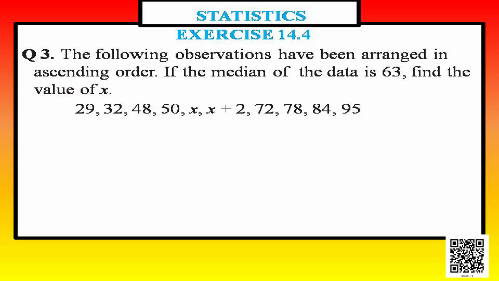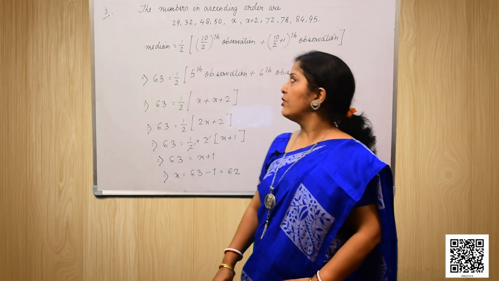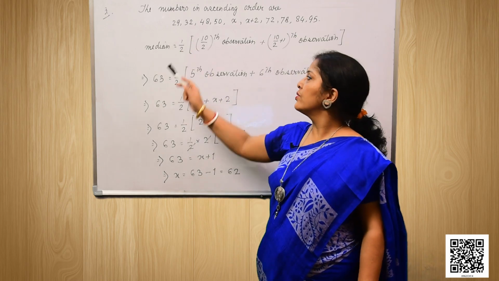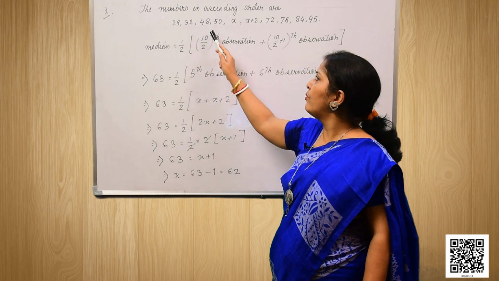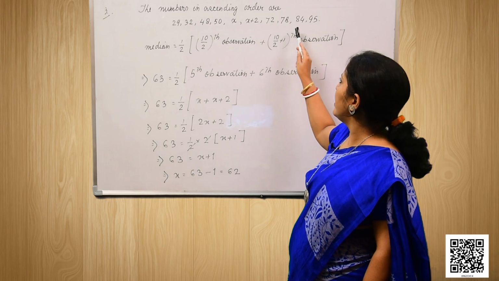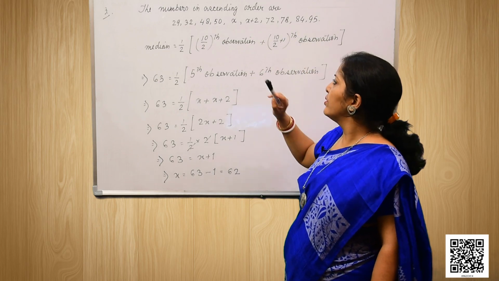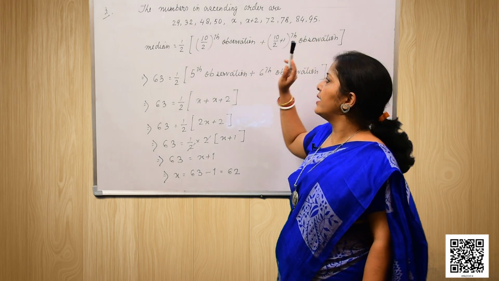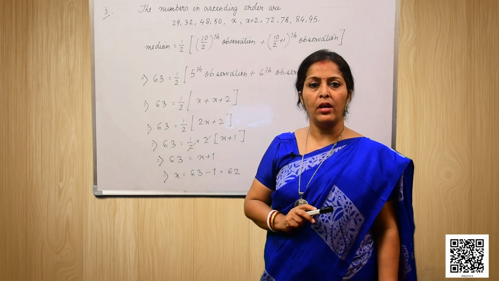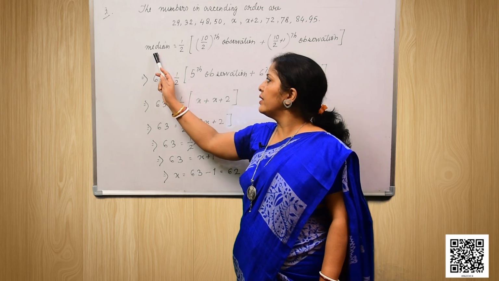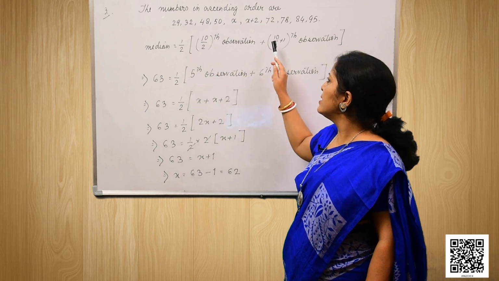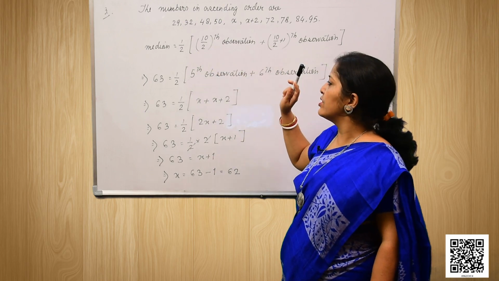So, here is the solution for question number 3. It was given that the numbers are already in ascending form. So, they are 29, 32, 48, 50, x, x plus 2, 72, 78, 84 and 95. We can see that there are exactly 10 terms, which is even. So, we go for the second formula of the median. The median is equal to 1 by 2 into the 10 by 2th observation plus the 10 by 2 plus 1th observation.